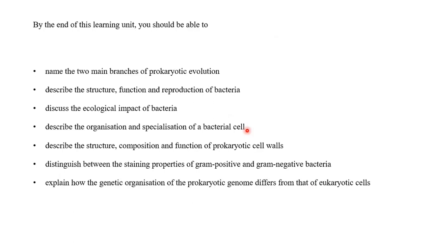Furthermore, by the end of this learning unit, you should be able to name the two main branches of prokaryotes. You should be able to describe the structure, functioning, and reproduction of bacteria, discuss ecological impacts of bacteria, describe the organization and specialization of the bacterial cell, describe the structure, composition, and function of prokaryote cell walls, and distinguish between the staining properties of gram-positive and gram-negative bacteria. I saw one of these in your past question paper.